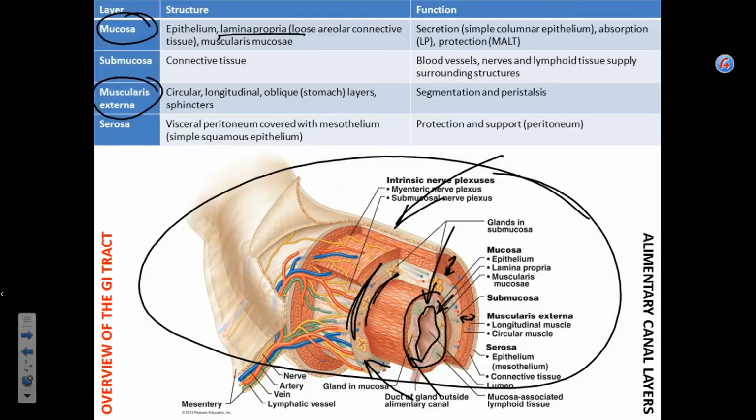We're going to run into those layers on many occasions, and you will become much more comfortable with those. Understand the basic functions: mucosa, secretion and absorption; submucosa, providing space for blood vessels. That's all it does. Muscularis, peristalsis and segmentation; and serosa, preventing friction. Any questions?